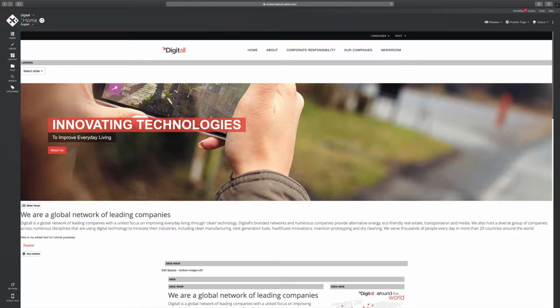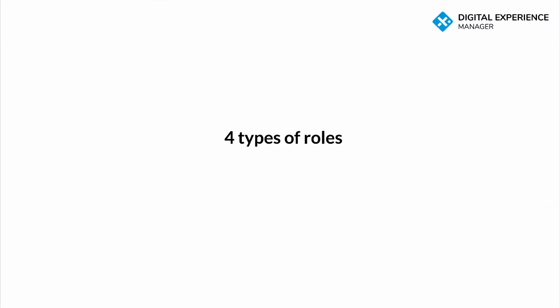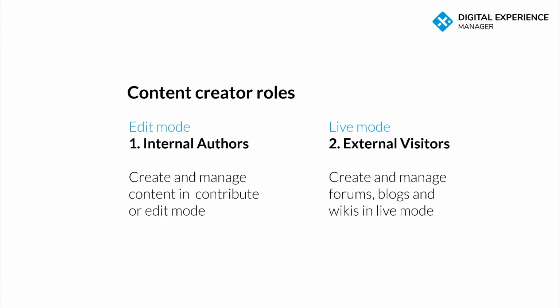In DX, administrators have the ability to set user permissions for every feature. But assigning permissions to each feature for each user would be overwhelming. So we use roles to define a collection of permissions and responsibilities for groups of users. There are 4 types of roles for people who primarily create and manage content. Edit roles are for internal authors.